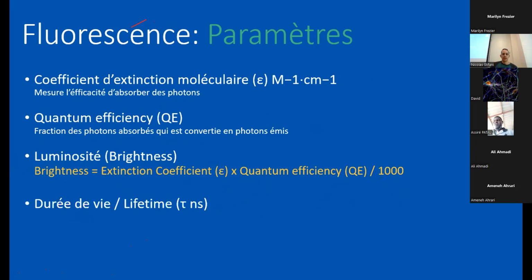And there is another parameter, the lifetime of the fluorescence. This is usually noted tau, and it's in nanoseconds. So if I excite with some light, this fluorophore will take time to emit light, and this decay has a lifetime, and it's really particular to each fluorophore.